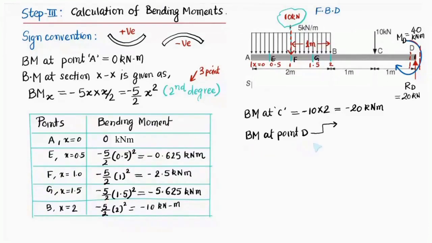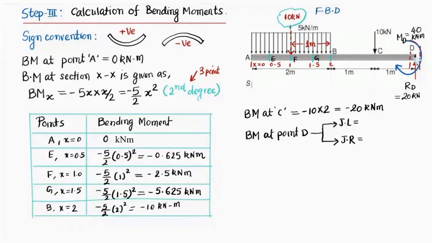So for bending moment at point D, I am showing you two situations. First, just left of point D: when we are just left of the point D, this moment would not come into the picture. Next, just right of point D: when we take the section plane just right of point D, we will have to consider this particular moment, which is MD.